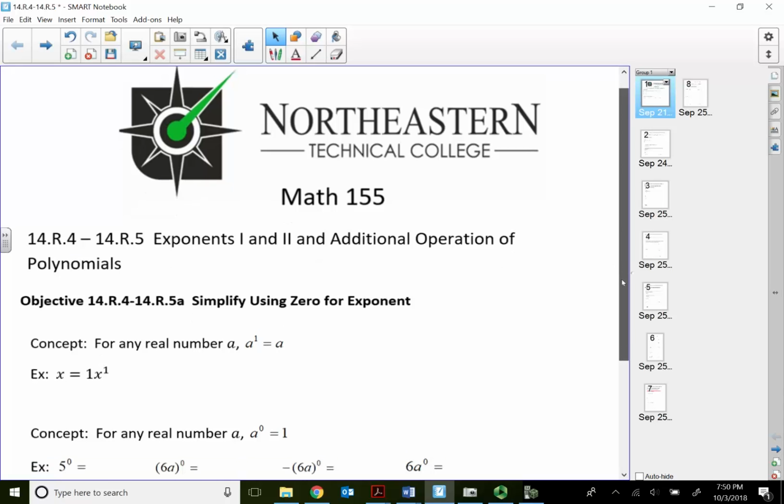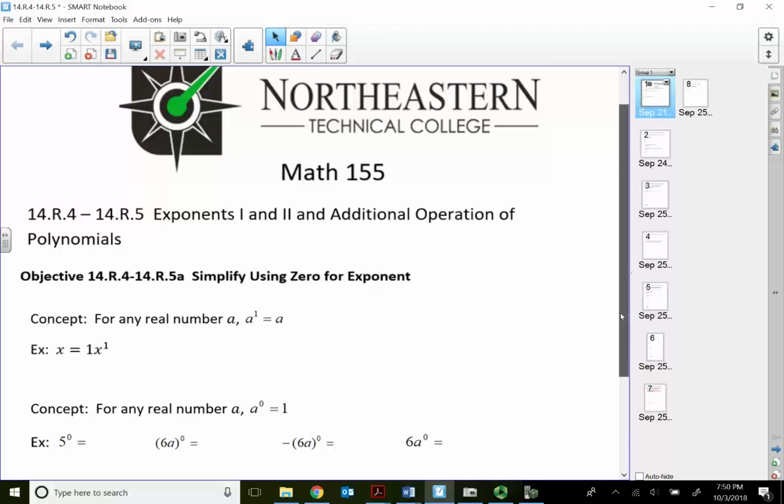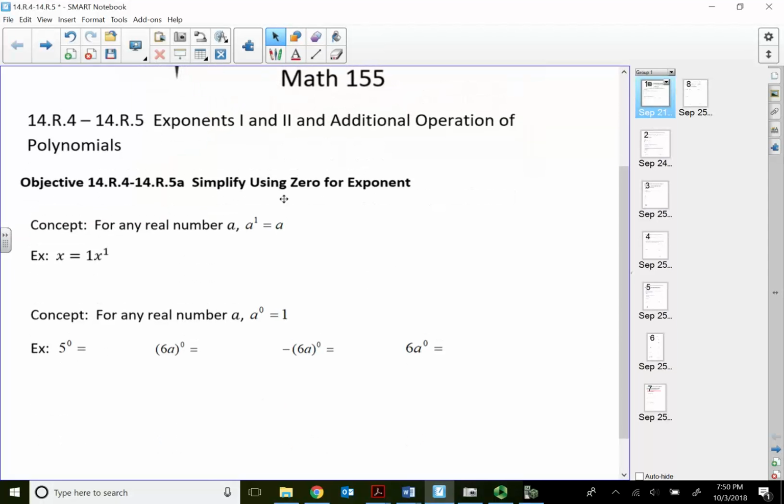In this lecture video, let's take a look at 14.4 and 14.5 integrated review, talking about our exponent rules and operation of polynomials. All right, so in this particular video, let's take a look at the very basic exponent rules.